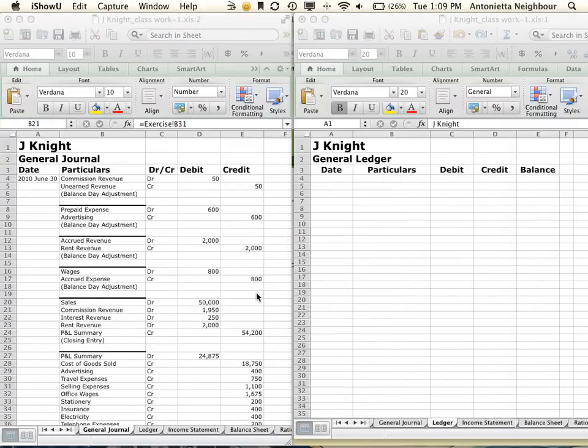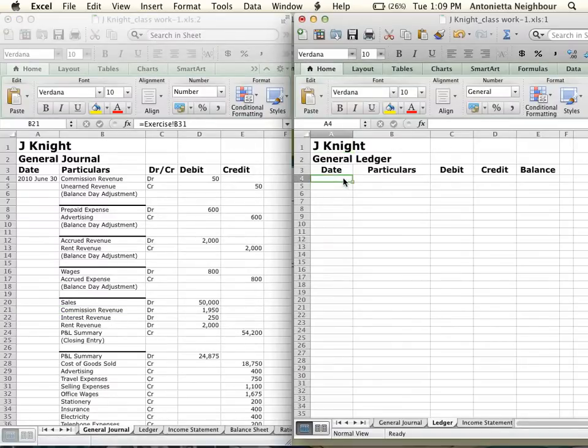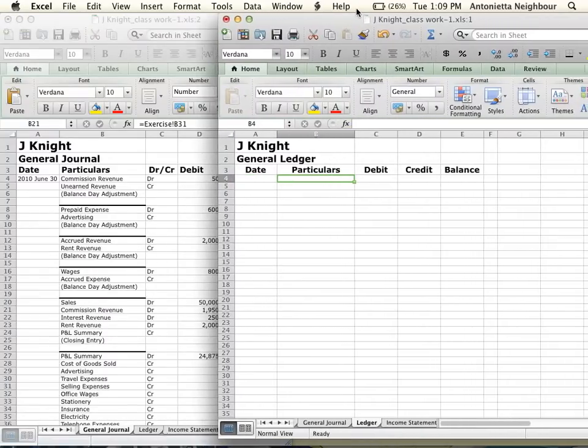So we're going to go on to the ledger now. On this side I've got my general journal, and over here I've got my ledger. You're only required to do 3 different accounts, and all 3 accounts appear in the owner's equity section. So let's head up owner's equity.